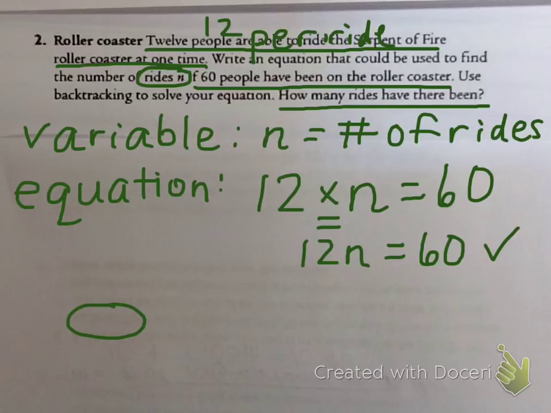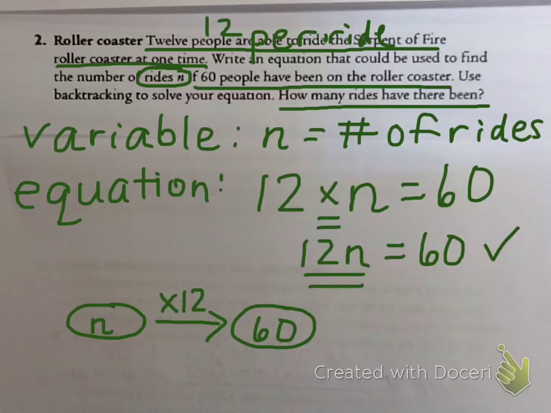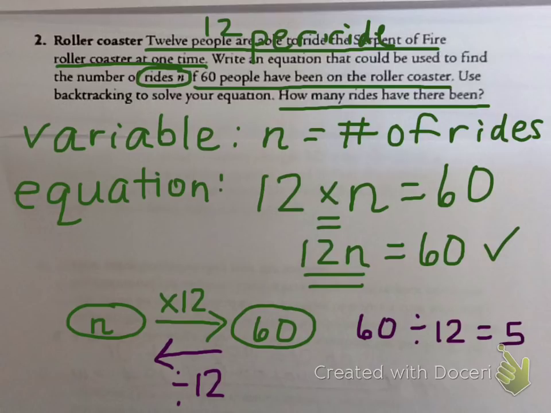I'm going to start with my unknown, my n, how many rides. In my equation, n is being multiplied by 12. That's all that's happening, and I have my output 60. So now I'm ready to backtrack. So now let's go backward, undo that times 12, and divide by 12. 60 divided by 12 equals 5. So n equals 5. I'm going to write my solution outside of the flowchart and then answer my question.